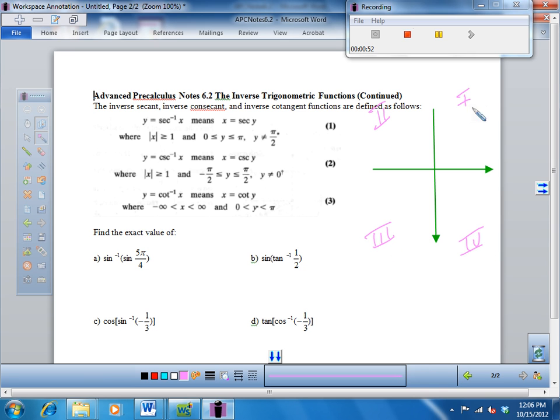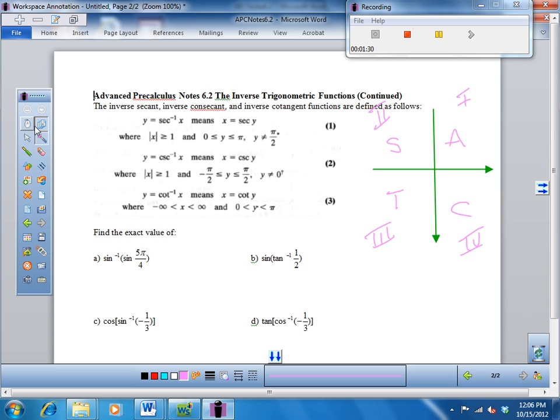So one way to remember that is this acronym: All Students Take Calculus, okay? What that means is that all of your trig functions are positive in the first quadrant. Just sine and its reciprocal cosecant are positive in the second quadrant. Tangent and its reciprocal cotangent are positive here. And cosine and its reciprocal secant are positive there. And everything else is negative. Okay, so that's something you can remember. I just thought I'd throw that in because I learned it.